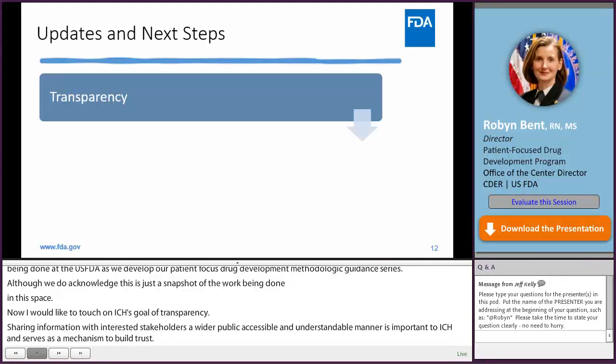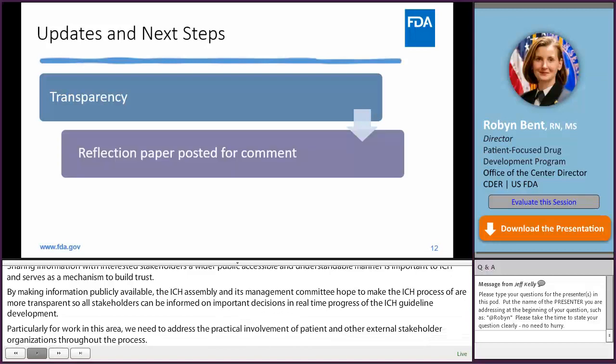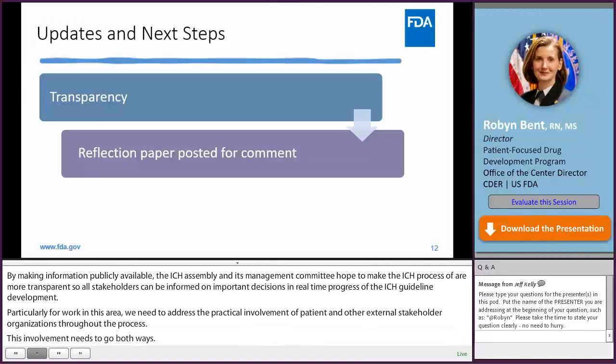Particularly for work in this area, we understand the need to address the practical involvement of patient and other external stakeholder organizations throughout the process. And this involvement needs to go both ways. Not only do we want to share information, but we need stakeholder feedback. And so the proposed process included the posting of the reflection paper for public comment.